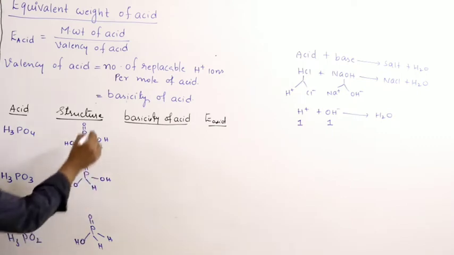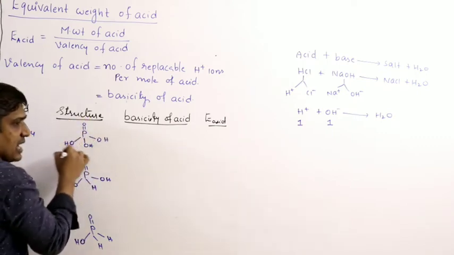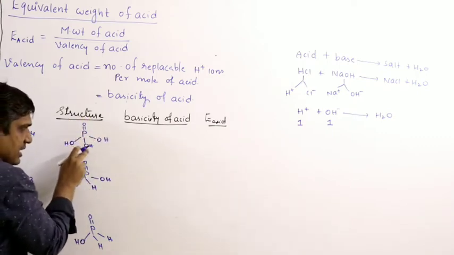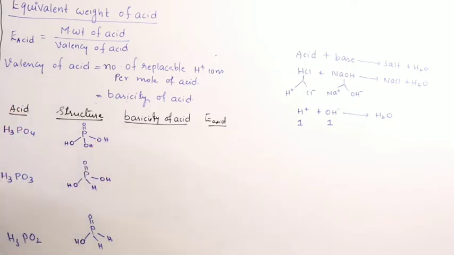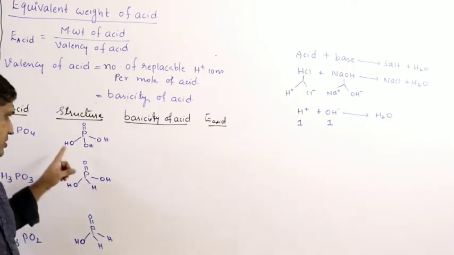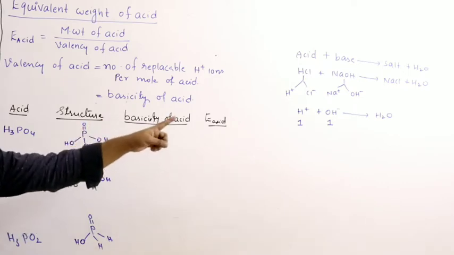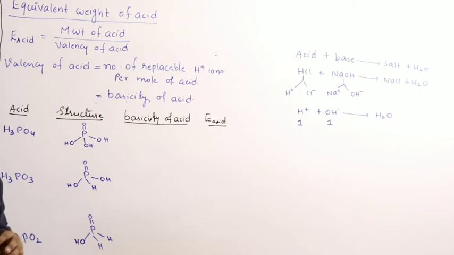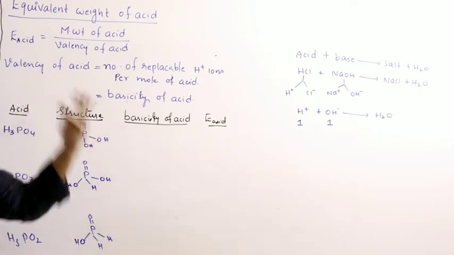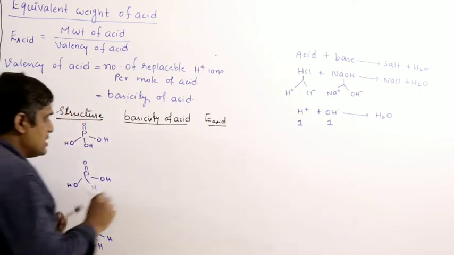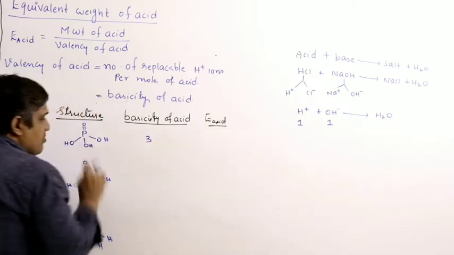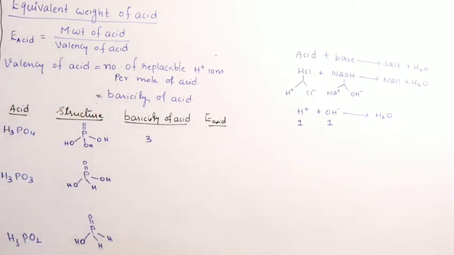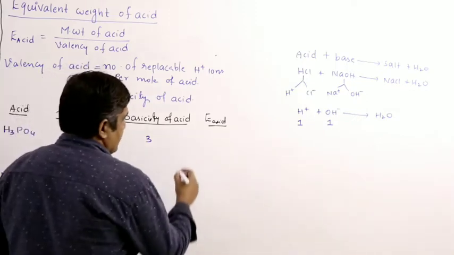How many hydrogens can this molecule lose as H+? This one, second, third. So how many OH minus ions are required? To neutralize one H+, you require one OH minus. To neutralize 3, 1, 2, 3, you require 3 OH minus. Therefore its basicity is 3. Basicity of phosphoric acid, orthophosphoric acid, is 3. You require 3 moles of OH minus ion to neutralize 1 mole of phosphoric acid. So what is its equivalent weight?